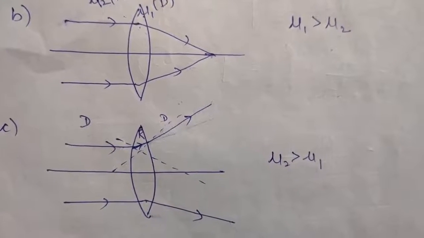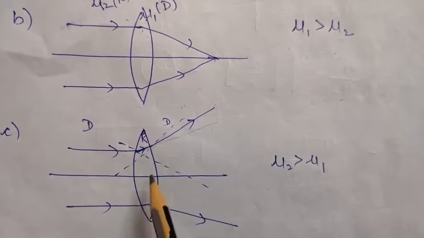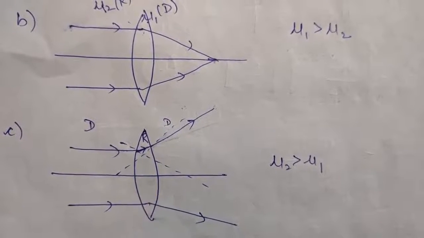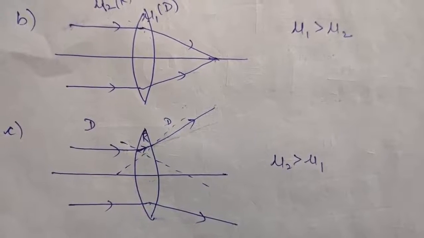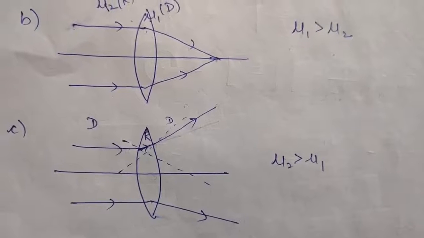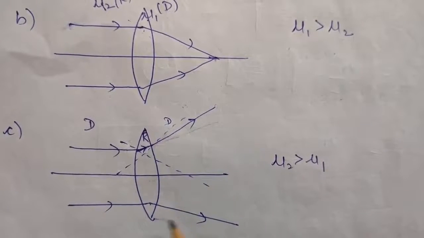So you can say if a convex lens is placed in a medium whose refractive index is greater than the refractive index of the lens, then the convex lens will start behaving as a concave lens, or you can say it will diverge the rays.